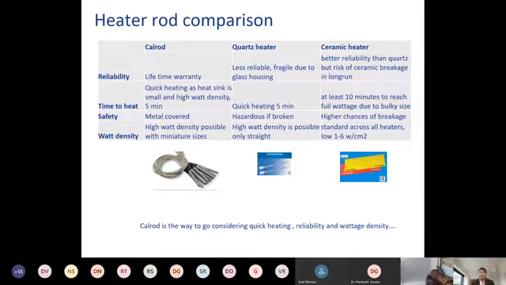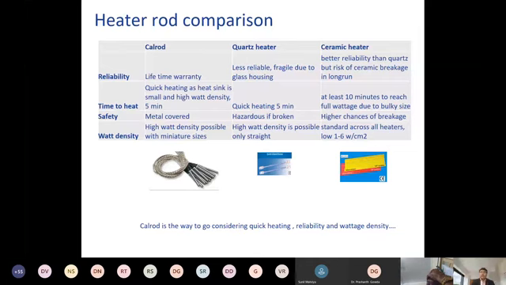If you really combine the good qualities of both the heaters, quartz and ceramic, you get cal rod. The cal rod heater comes with lifetime warranty. It does very quick heating. It's metal covered, so very safe and high watt density. So cal rod is the much superior heating element that is available and that we should consider whenever we are deciding for a good quality warmer.